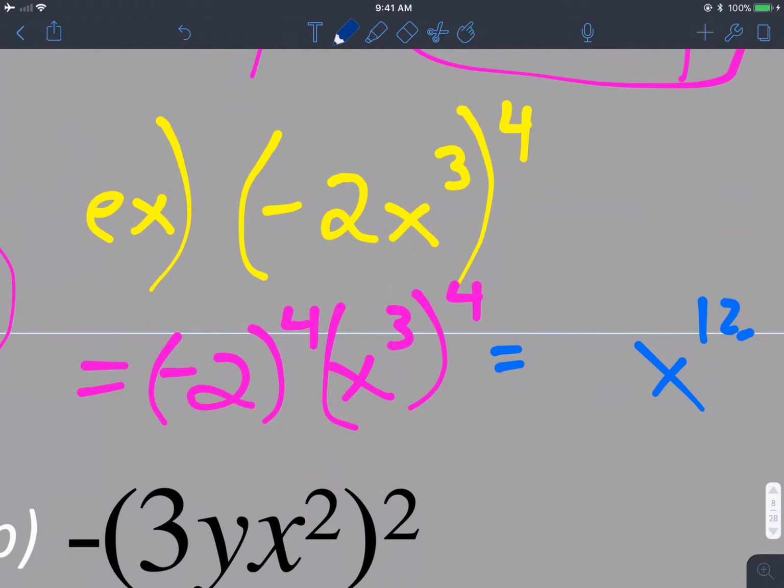The only question is, what do we do with the negative 2 to the fourth power? So you've got to do negative 2 times negative 2 times negative 2 times negative 2. Which would be your turn. What is it? Yeah. Negative 2 to the fourth power.